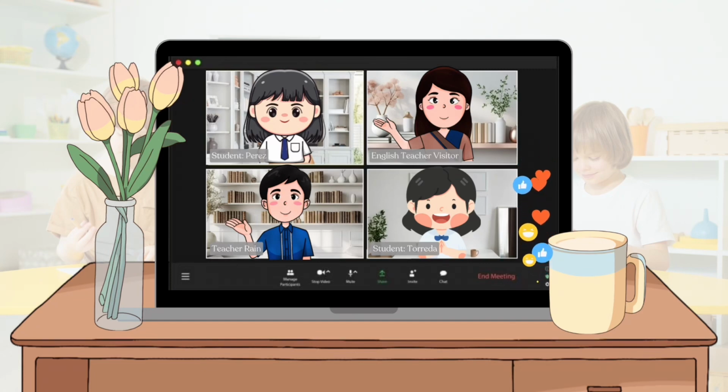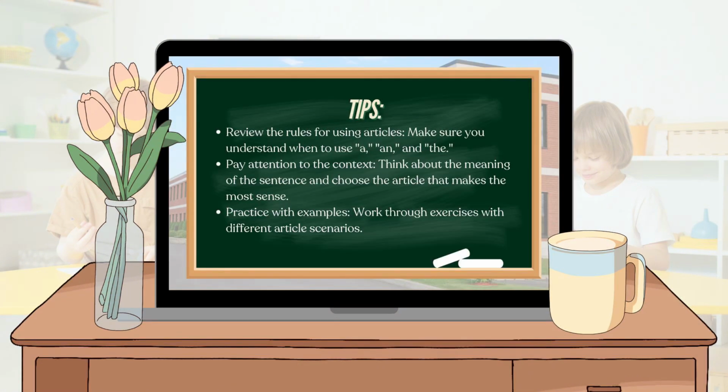Think about the meaning of the sentence and choose the article that makes the most sense. Lastly is practice with examples. Work through exercises with different article scenarios.